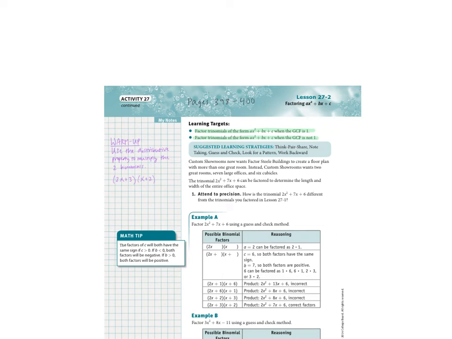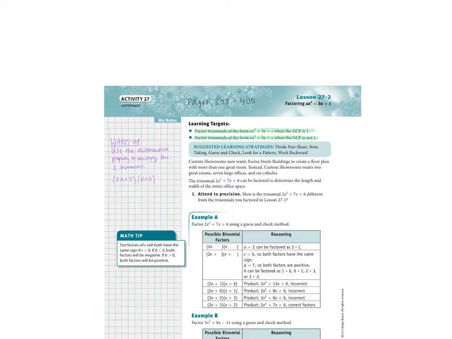Hi everyone, we're going to start off by pulling out pages 398 through 400 and we're going to start looking at lesson 27-2, factoring with ax squared plus bx plus c, where our a value is actually going to be not equal to 1. I know we showed how to use the area models before and how to do this, but I'm going to show you another method.